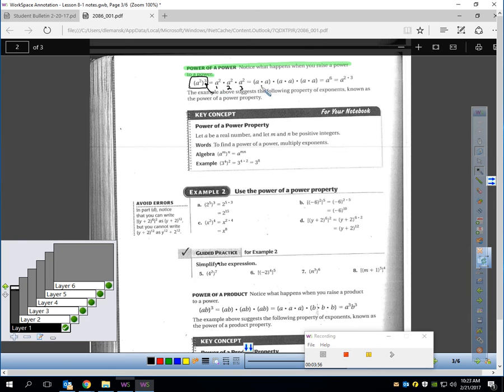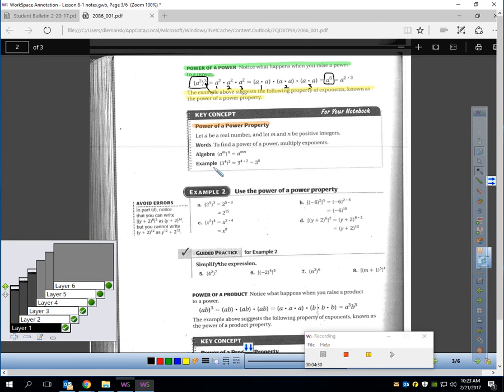So here's my first factor of a squared, a times a. Here's my second, and here's my third. Do you notice I really have 6 factors of a? The answer to a squared to the 3rd power would be a to the 6th. You can see the 6 factors of a. Now, what would be the shortcut to doing this? Because I don't want to have to write this out on every problem. Do you notice if you take 2 times 3, you would have got 6? Okay? This example suggests the following property of exponents known as the power of a power property.